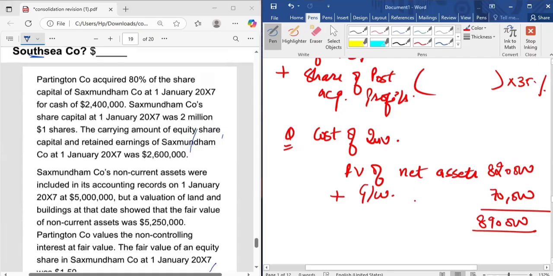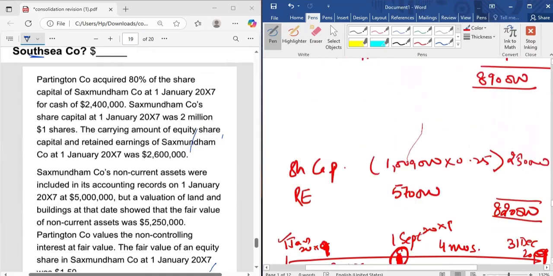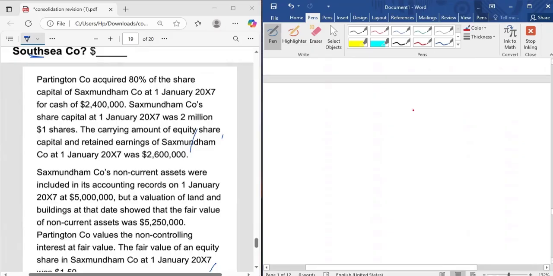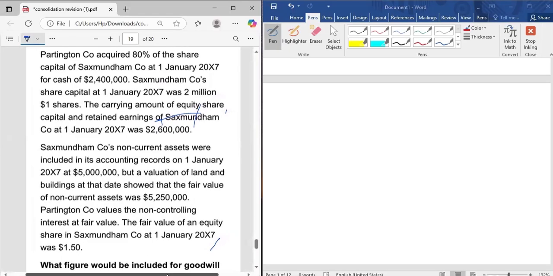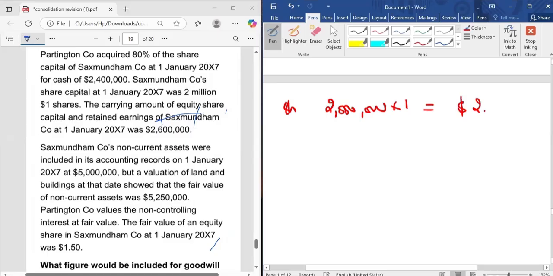So see, Patting Company acquired 80% shares of Samudan Company at 1 January 20x7 for cash of 24 lakhs. Samudan's share capital on 1 January 20x7 was $2 million, $1 shares. Okay. So number of shares were 2 million and each share was worth $1. So share capital is 2 million multiplied by 1, it should be $2 million only, right?